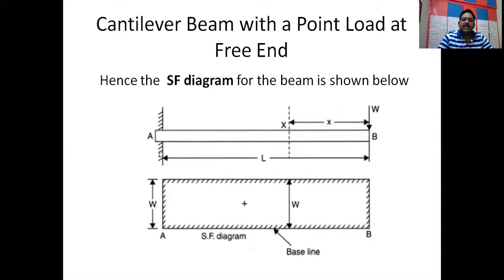So, if we have a reaction here, W, when it is moving upward, it should be W, and it is constant till here. When the W is acting here downwards, it should match with the baseline. This is the shear force diagram of a cantilever beam with a point load at the free end. So this is the load diagram, and this is the shear force diagram.